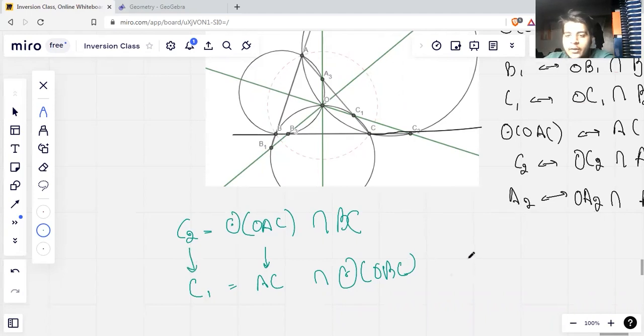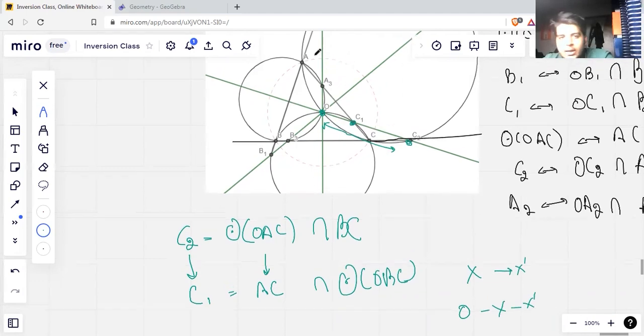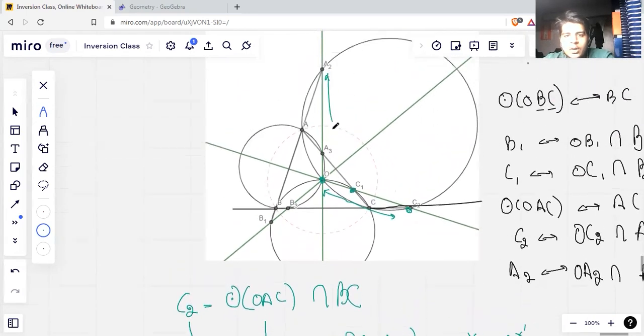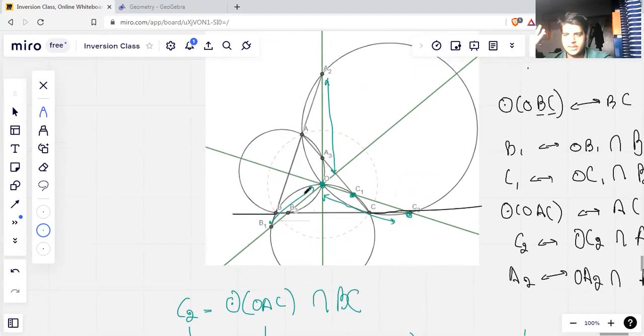And what do we know? If X goes to X dash under inversion, then O, X and X dash should be collinear, which means O, C1 and C2 are collinear, which means these 3 points are collinear. Similarly, we will get O, A3, A2 are collinear and O, B1, B3 are collinear. This is very nice. So we proved the problem basically, right?